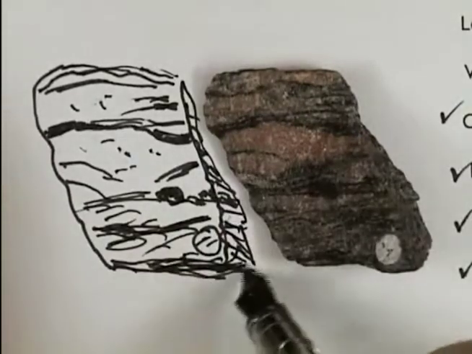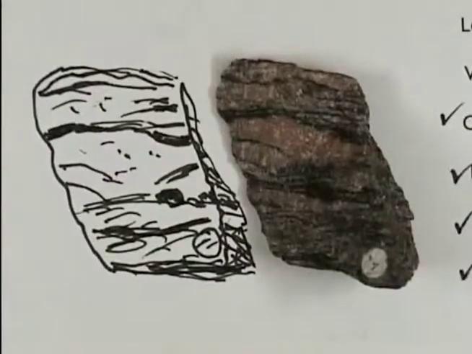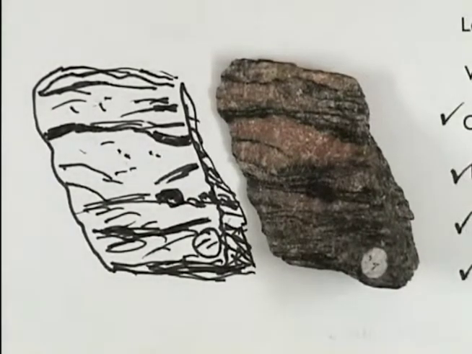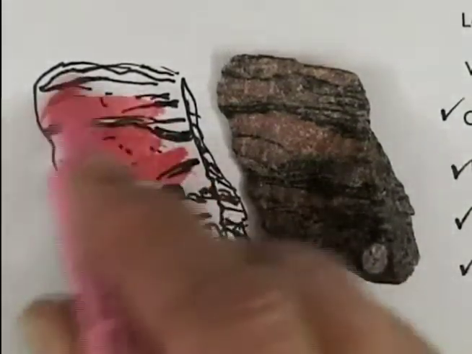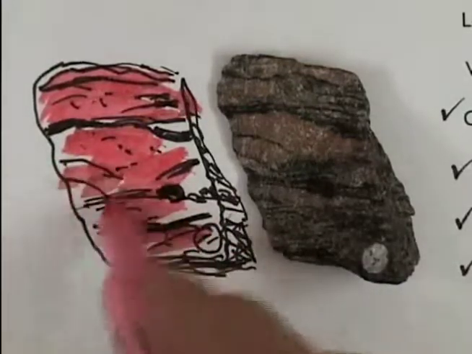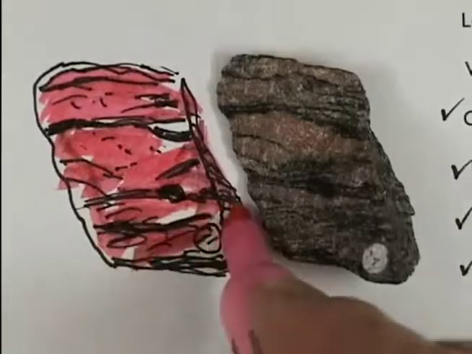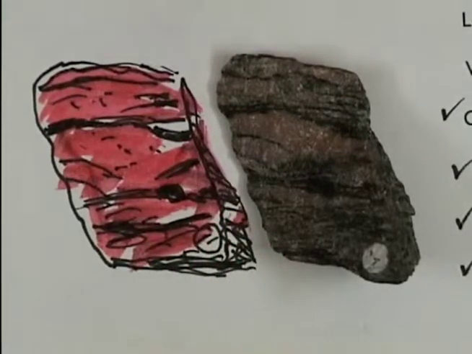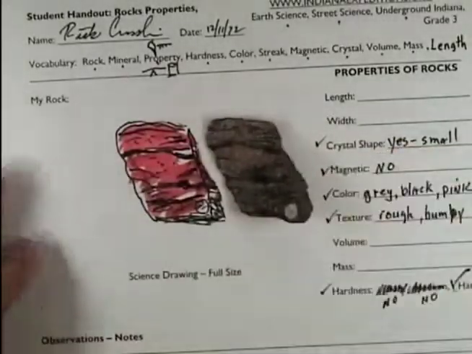That line there's a little rough. Okay. And since it's black and pink, I just happen to have a pink marker here. A lot of pink up here. Not too much down here. Okay, make your drawing full size.